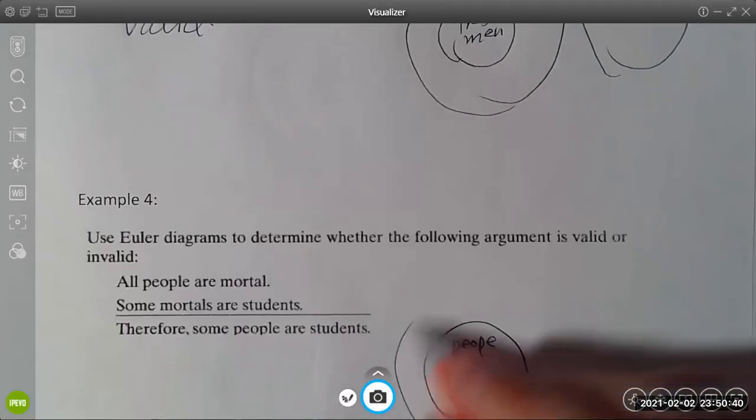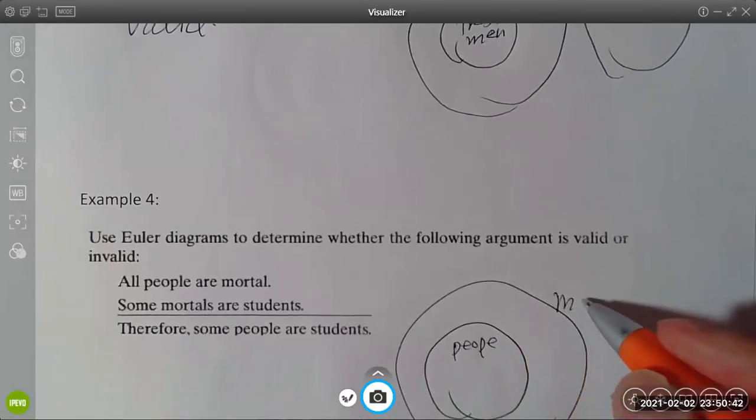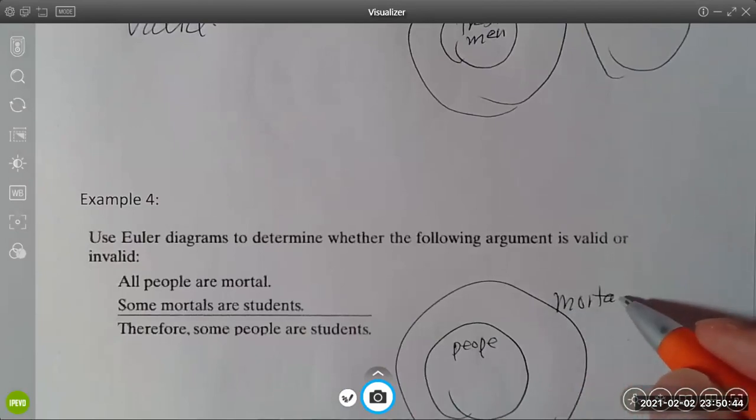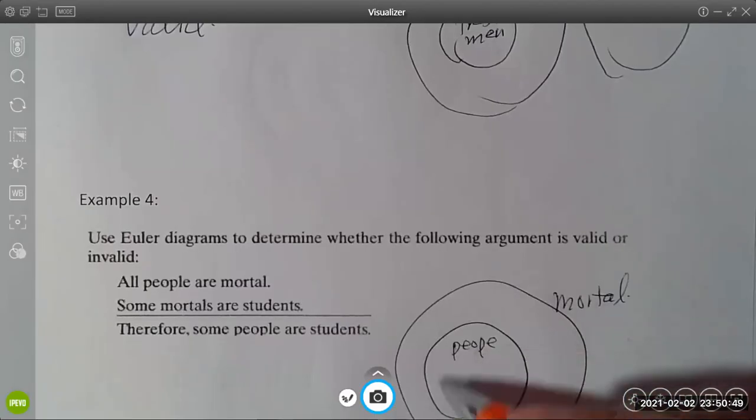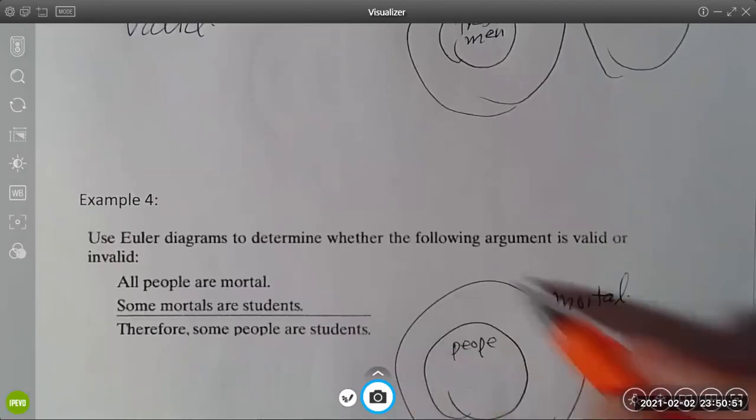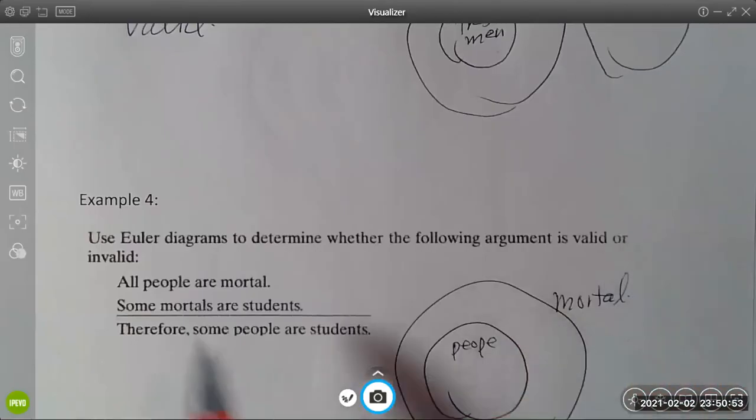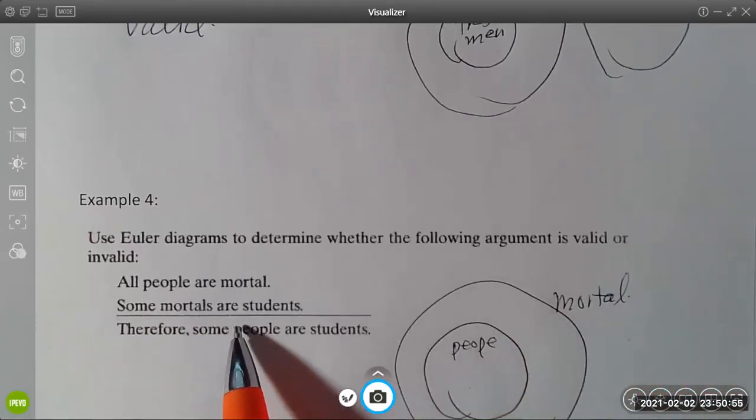This another one represents mortal, including animals, maybe something else, not just only people. This is about anything that is mortal. This is only about people. So all people are mortal. All people are inside the mortal circle. And some mortals are students.